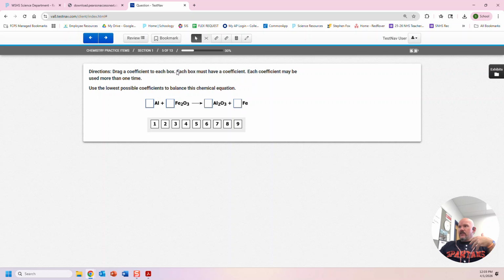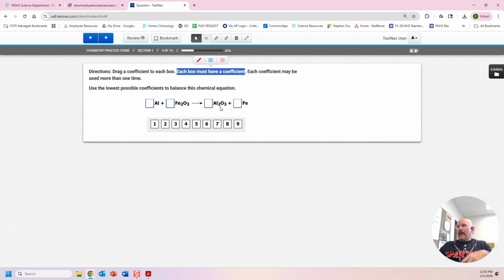But notice in the directions, each box must have a coefficient. That's telling you that if you have a 1, make sure you put 1 in the box. Technically, 1 is understood. So if you're free writing an equation and you have a thing with a 1 as a coefficient, you don't have to write the 1. But in this problem, you need to make sure if you have a coefficient of 1, you put a 1 in. So kind of just go back and forth.